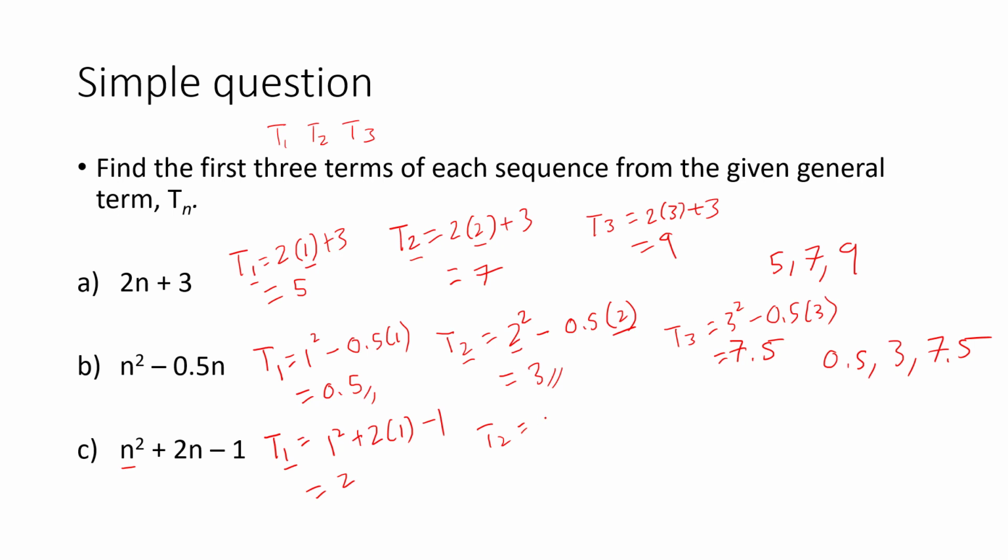Term 2 is equals to 2 squared plus 2 times 2 minus 1, equals to 4 plus 4, so 8 minus 1, I will get 7. So term 3 will be equals to 3 squared plus 2 times 3 minus 1, which is equal to 14. So the first three numbers will be 2, 7, as well as 14. Alright, I hope you have got the answer correct. Let's move on.